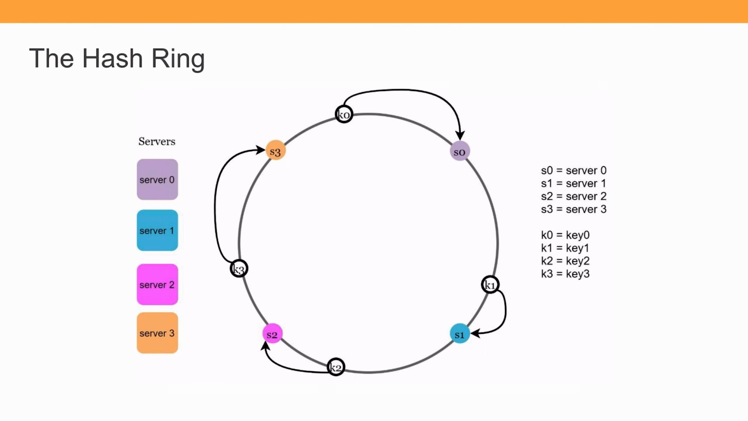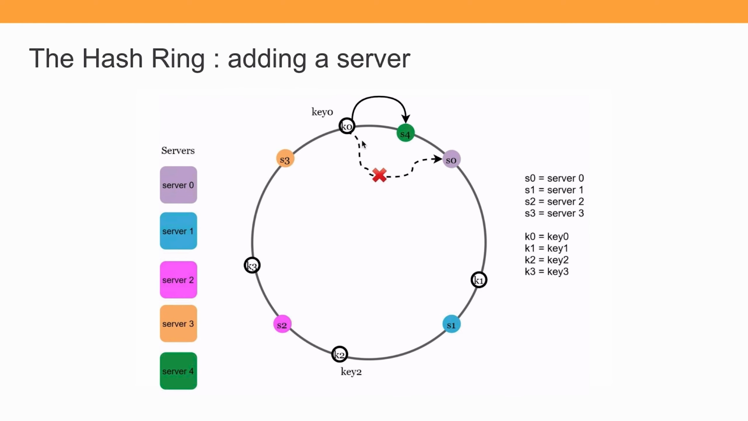Now on this hash ring, let's say we add one more server. When we are adding one more server, what we have to do is update the location of K0 to K4 and remove the connection between K0 and S0. So on the addition of this server, we are updating just one entry in the hash table.